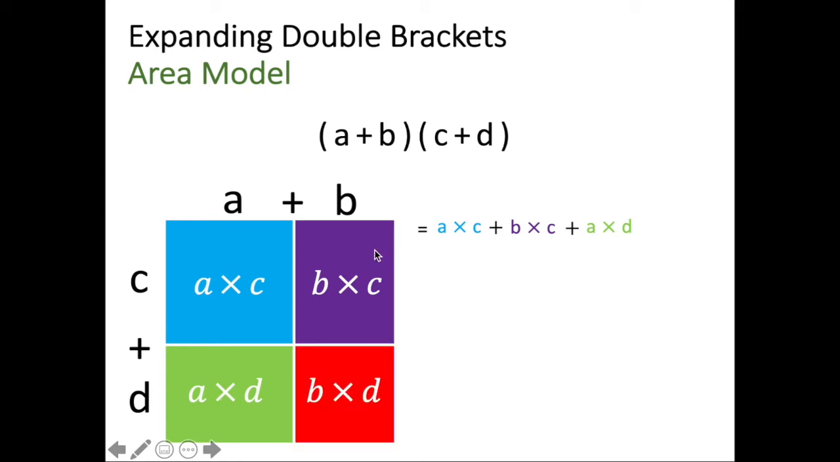And finally is going to be b times d. So then I can simplify that expanded expression as equal to ac plus bc plus ad plus bd. So you get the same answer, it's just a different method of doing the distribution.